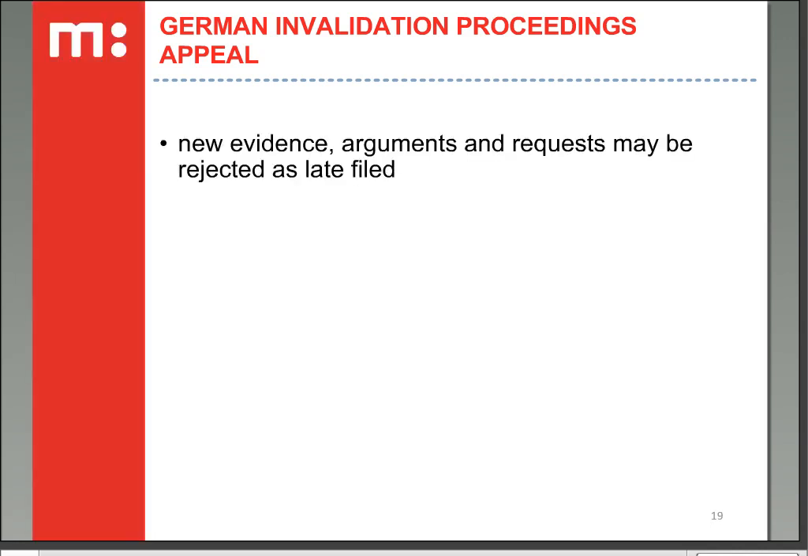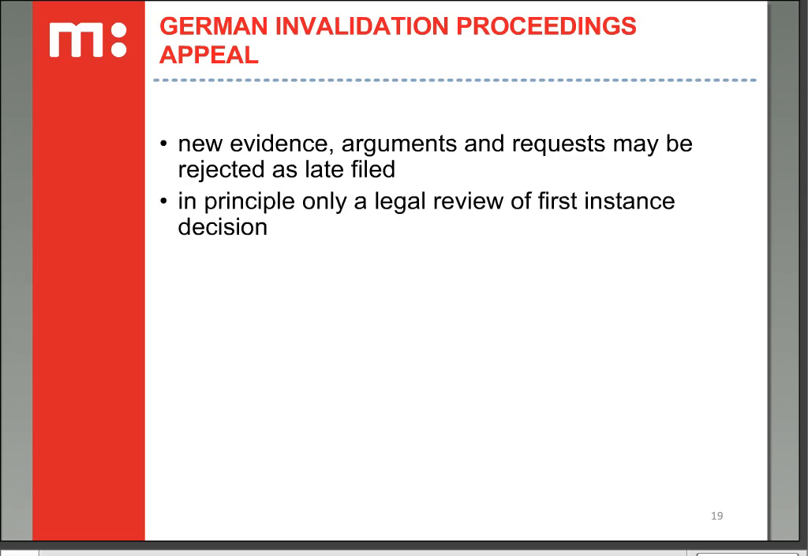Again, as we have it in the first instance, new evidence, arguments, and requests may be rejected as late filed, and in principle, it's only a legal review of the first instance decision. That was changed also about 8 years ago. Before that, we had large technical discussions before the Federal High Court in nullity actions, and that has been reduced in order to speed up the proceedings.